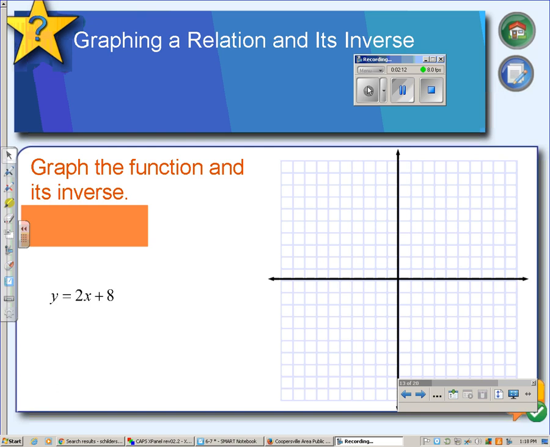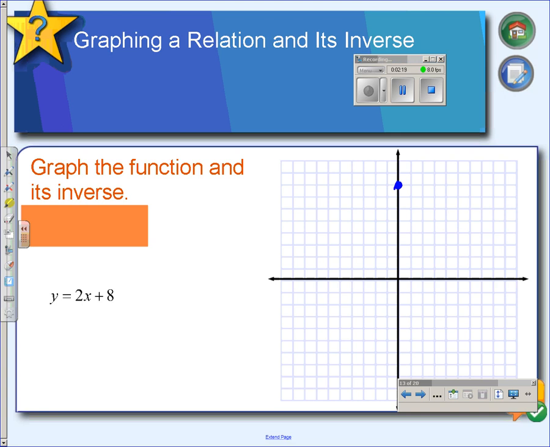So if we were to graph our original function, we would use y equals mx plus b. So we start at 8, and then our slope is 2. Put a few points on here and draw the line. It's going to look something like that. Our inverse function was 1/2 x minus 4. So if we were to graph the inverse function, start at -4 and then rise over run 1/2. So our graph is going to go something like this.